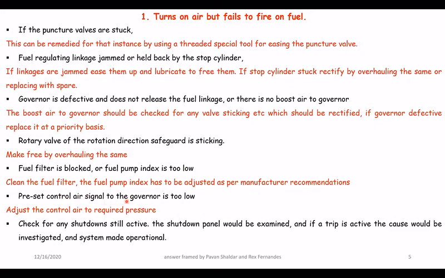Preset control air to the governor is too low. So the air that is going to the governor, you have to check that. Maybe some blockage in the line, so rectify that. Adjust the control air to required pressure. So if control air in the system is low, again you may have many issues. So better see that the control air that is coming from the control air dryer is of the correct pressure. If required, adjust the regulator that is provided for the control air.